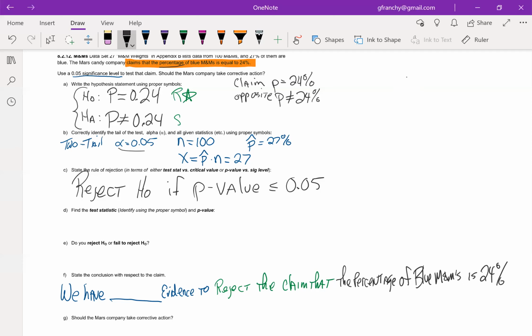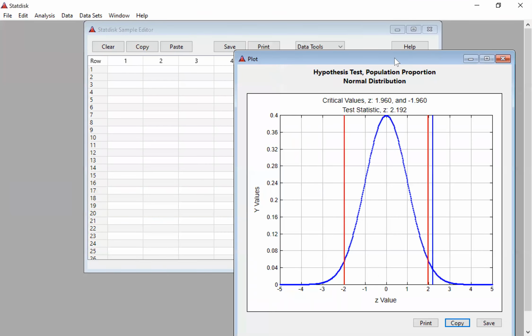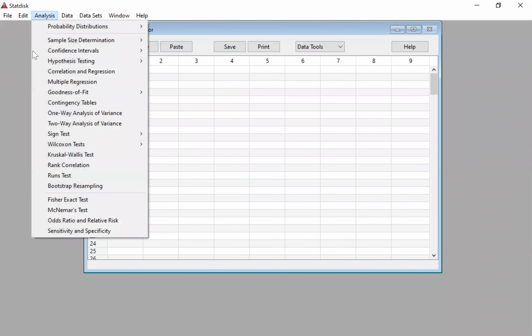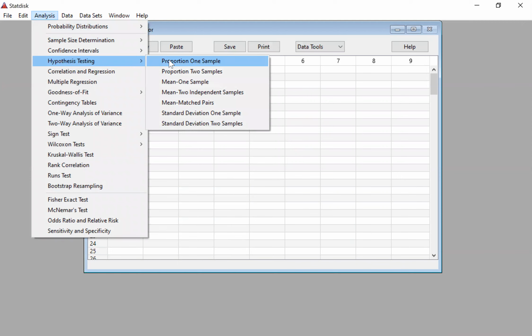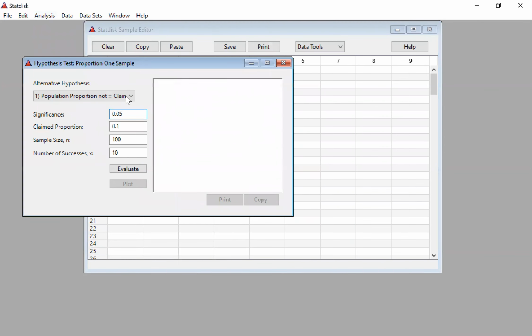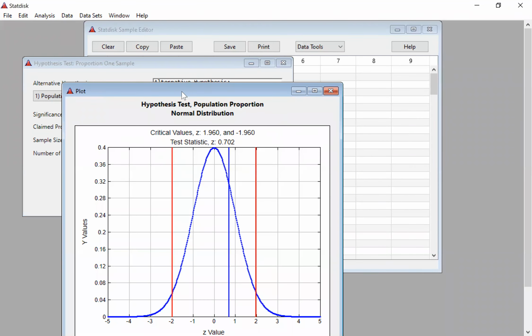So at this point, we're ready to head on over to Statdisk. So let me change on over to Statdisk. Let's just clear out the old one. So we're going to go analysis, hypothesis testing, proportion one sample. And our alternate hypothesis is not equal. Our significance level is 0.05, and this time our claim proportion is 24%. Sample size was 100. Our number of successes was 27. We can hit evaluate and plot.